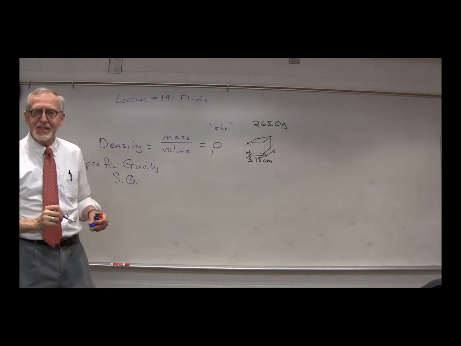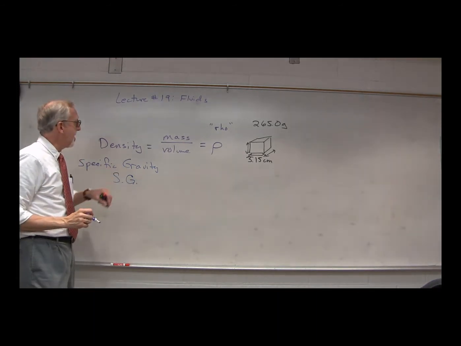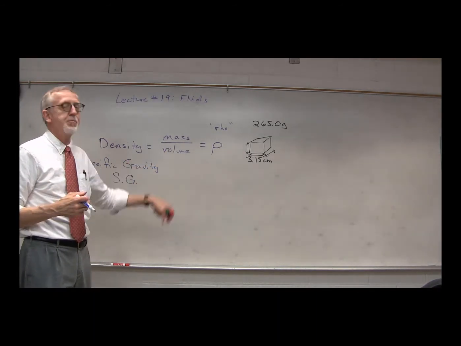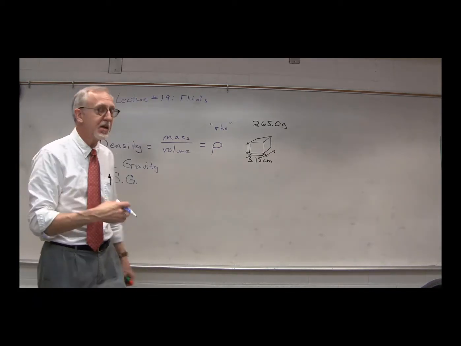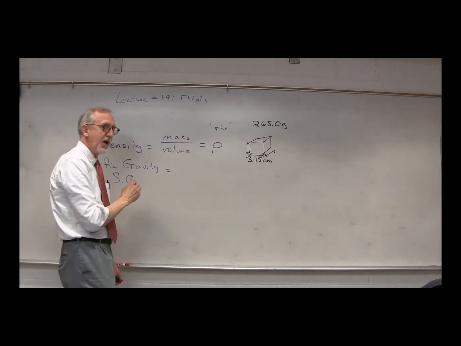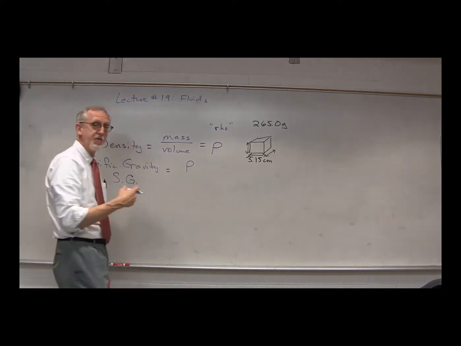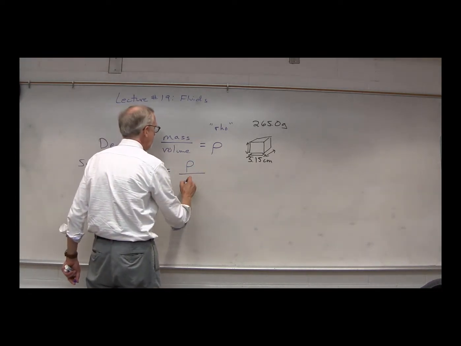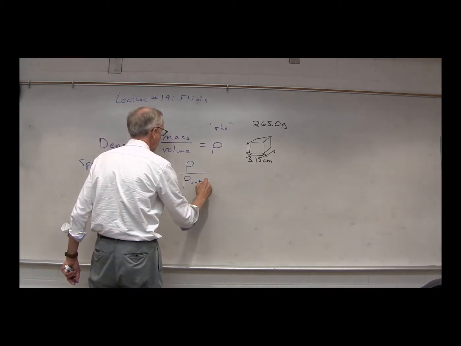I'll just write it as SG. The specific gravity is the density of the object divided by the density of water. So the specific gravity is just rho of whatever our object is divided by the density of water.